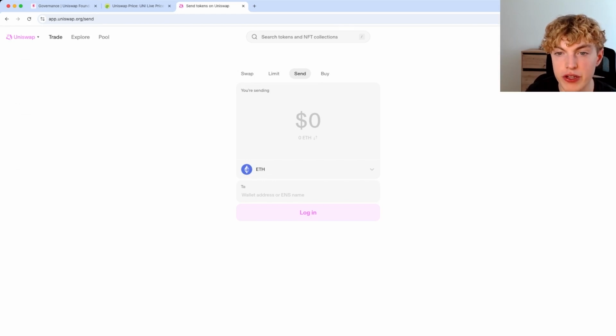And then another solid feature of the website is you can send cryptocurrency. So say you have $15 of Ethereum in your wallet or $150, you can send it to an address or ENS name. It's pretty simple. You can connect your MetaMask or any wallet to the website.